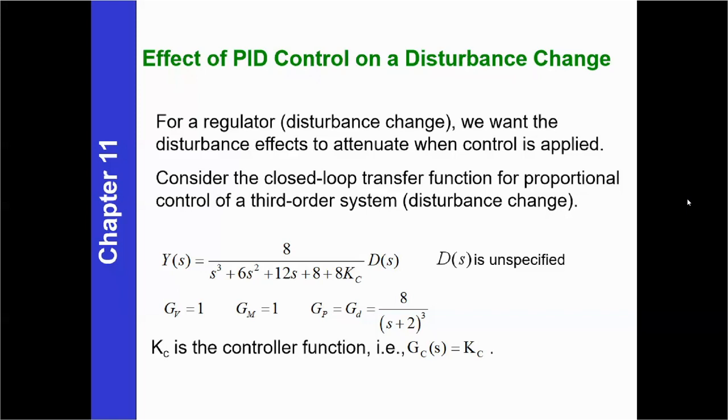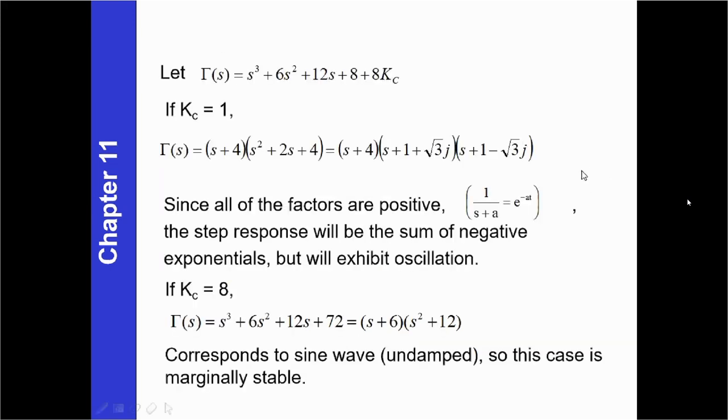And Gv equal to 1, Gm equal to 1, and Gp equal to Gd equal to 8 over (s plus 2) cubed. And Kc is the controller function. So if we let tau(s) equal to s cubed plus 6s squared plus 12s plus 8 plus 8 Kc, and if Kc equal to 1, then tau(s) becomes (s plus 4) times (s squared plus 2s plus 4). That is equal to (s plus 4) times (s plus 1 plus square root 3 j) times (s plus 1 minus square root 3 j).